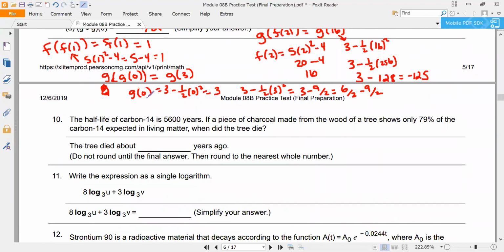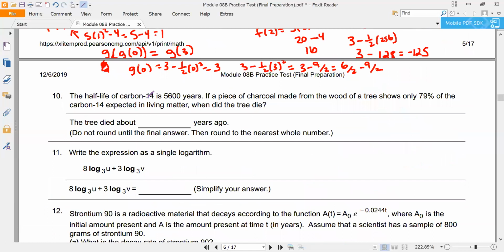Okay, some of these next ones are going to take a little bit of time because they are word problems. This one right here is the half-life of carbon-14 is 5,600 years. If a piece of charcoal made from the wood of a tree shows only 79% of the carbon-14 expected in the living matter, when did the tree die? So the problem with this is that this 79% here is not usable yet. We have to first of all figure out what rate our tree is decaying at.